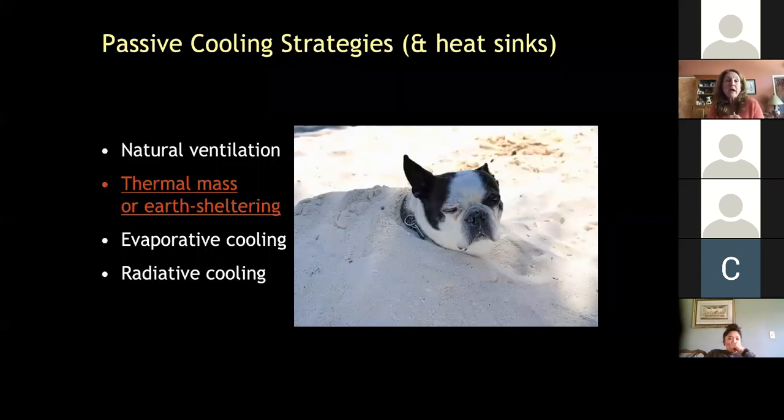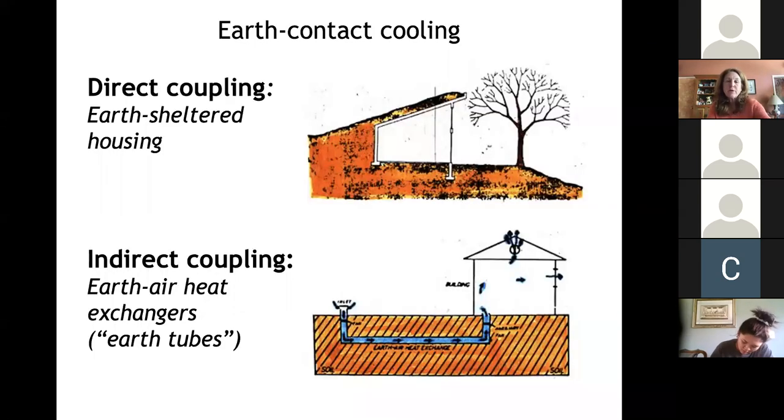So let's look at what some of those passive cooling strategies are in the hot and dry areas. We mentioned that in hot, humid climates, pretty much only natural ventilation works. Now it also works in the hot, dry climates when it's combined with thermal mass or earth sheltering. So we've talked about thermal mass before in this class, so let's focus a little bit on what we mean by earth sheltering.